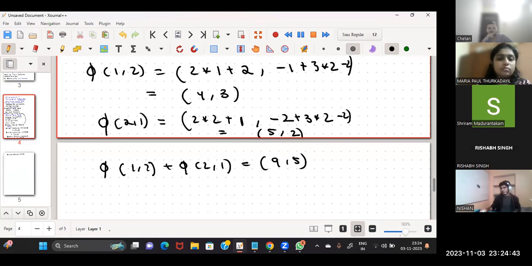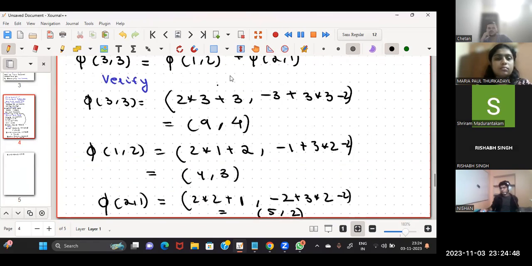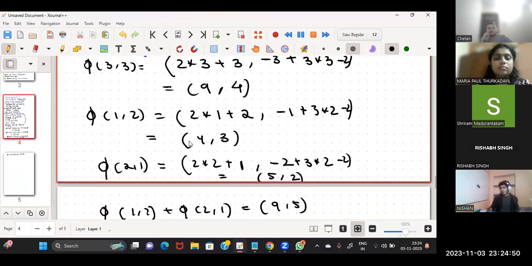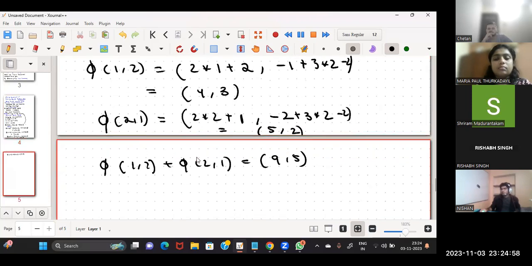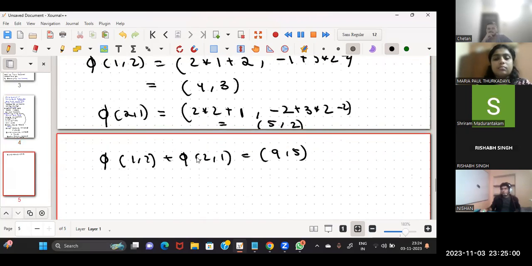Now is this equal to my left hand side? What was my left hand side, Maria? Can you show me? (9, 4). Is this equal to my left hand side? Does this satisfy those two conditions? No, it doesn't, right? So can I say that my not-nice function is not satisfying those two conditions?